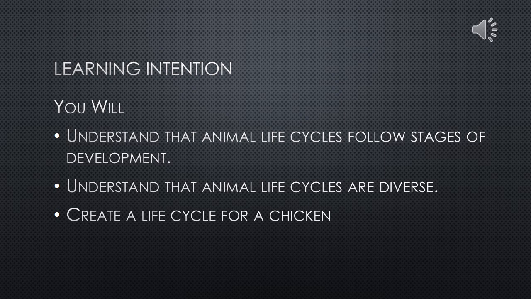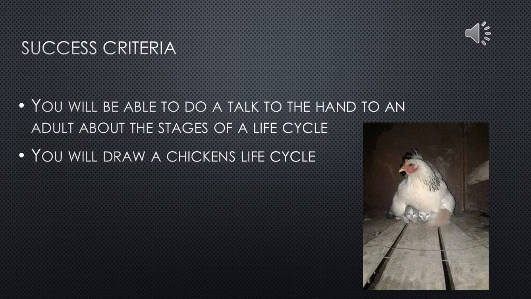Our learning intention today is that you understand that animal life cycles follow the stages of development, that you can understand that animal life cycles are diverse. That means that not every animal is the same, and that you can create a life cycle for a chicken. How you're going to know that you've been successful is that you're going to be able to do a talk to the hand to an adult about the stages of a life cycle. And you will draw a chicken's life cycle. Pretty sure that chicken in that picture might need a lesson on chickens' life cycles.